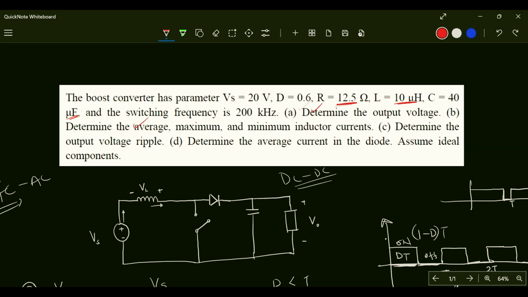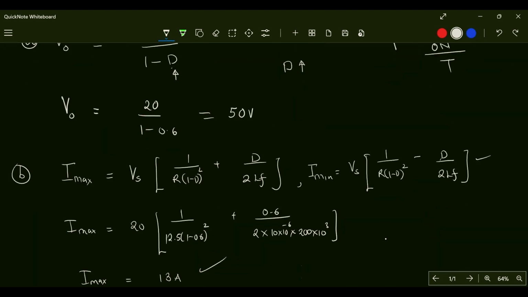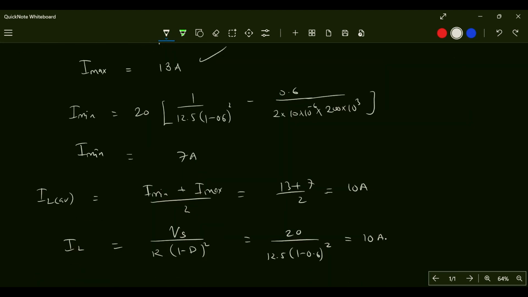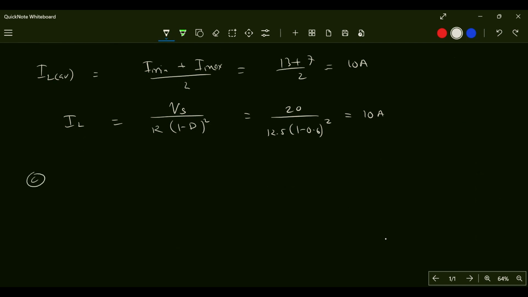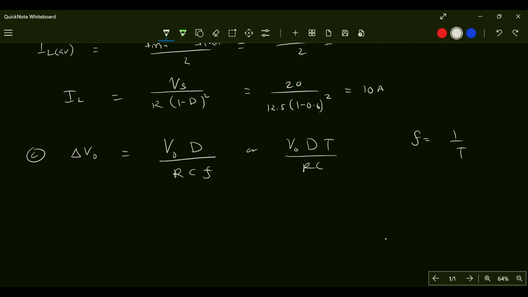Let's look at C. C says to determine the output voltage ripple. So the output voltage ripple for the boost converter is given by VO times duty cycle, divided by the resistance times capacitance times frequency, or VO D T over RC. Remember that frequency and period can interchange, right? Their relationship is F equals 1 over T, or T is equal to 1 over F. So if you have period, you can use this formula here. If you have frequency, you can use this formula. But in this case, instead of the period being given, we have the frequency, so you can use that formula.